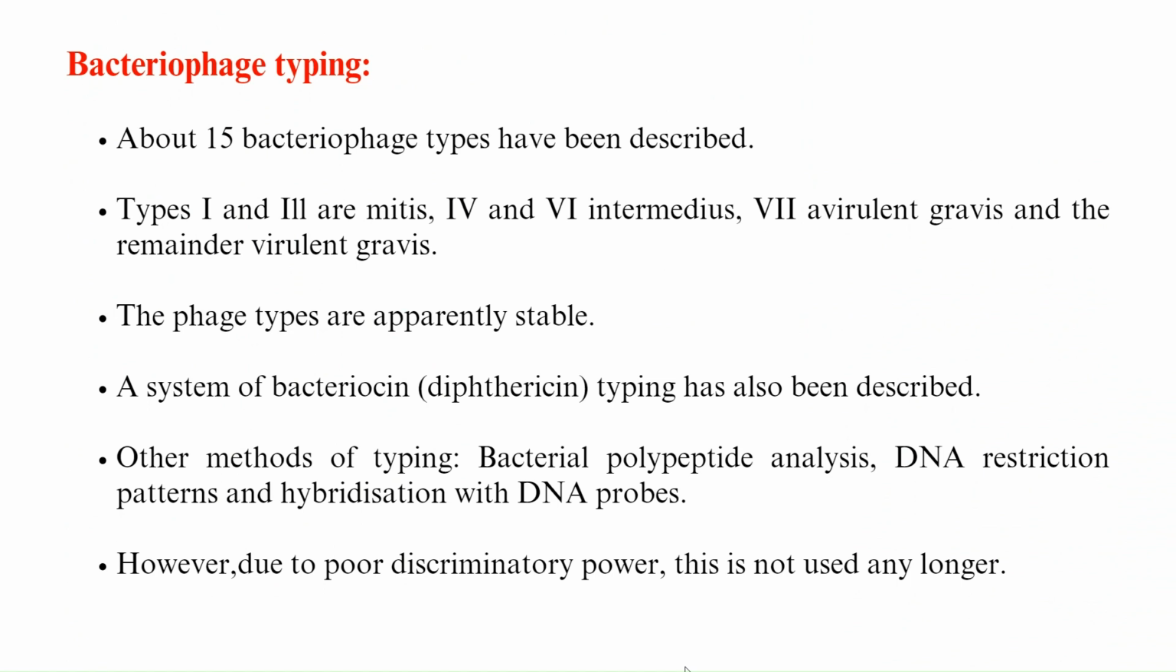A system of bacteriocin, diphtherocin, typing has also been described. Other methods of typing include bacterial polypeptide analysis, DNA restriction patterns, and hybridization with DNA probes. However, due to poor discriminatory power, this is not used any longer.